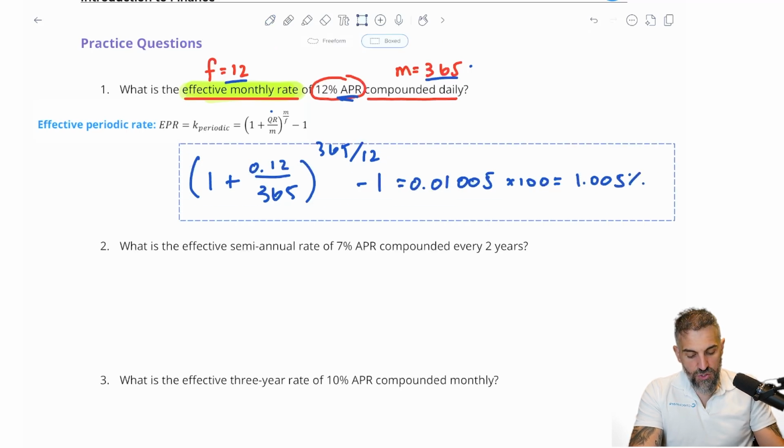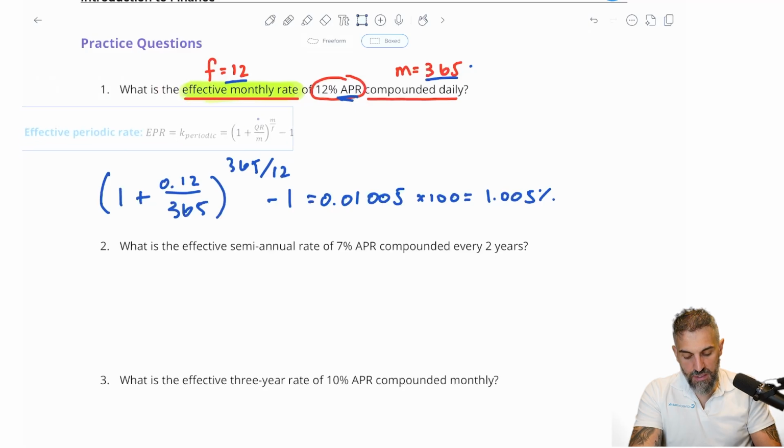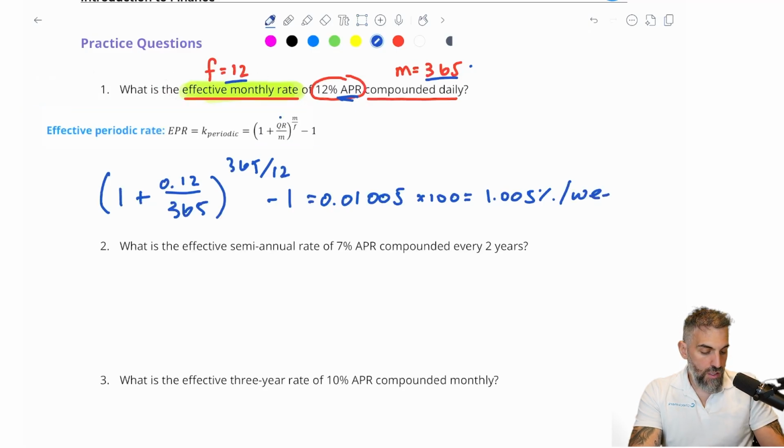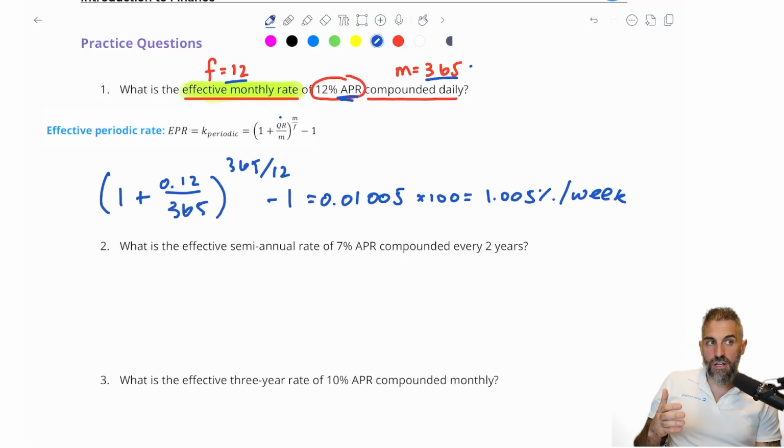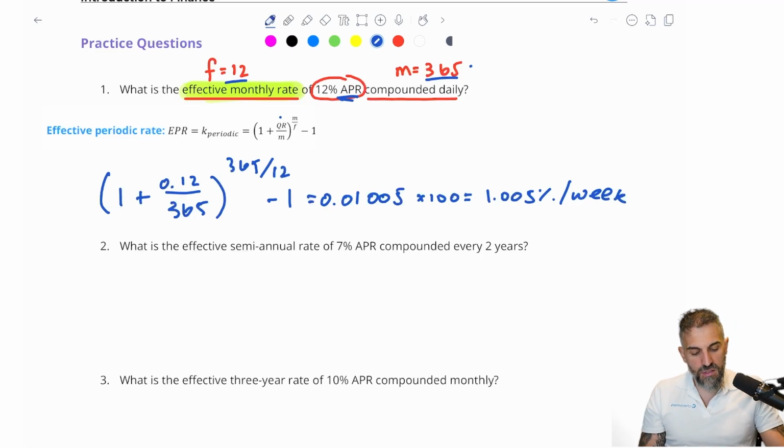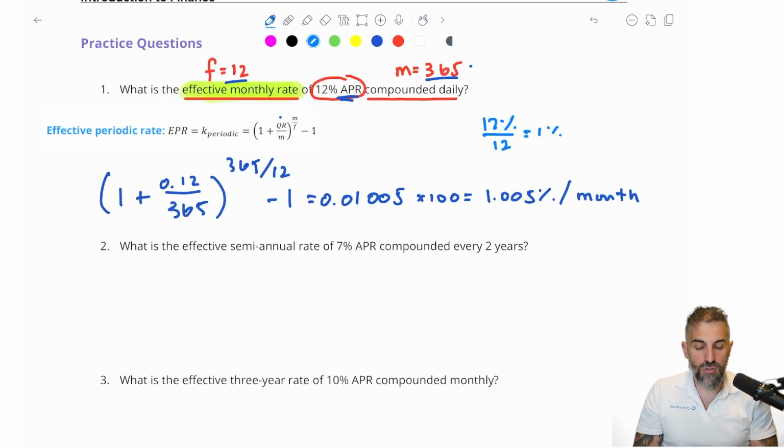So what exactly did we just find? Well, how you would interpret this is that if you had an account that earned 12% interest compounded daily, that is equivalent to, or effectively, 1.005%, sorry, this is per month, 1.005% per month. If you take 12% and just divide it by 12, because you're like, oh, I couldn't I have just done that, you'd say it's 1% per month. It's close. It's not the same.